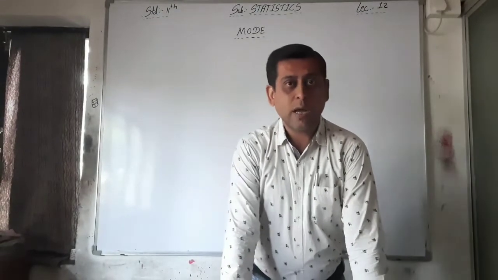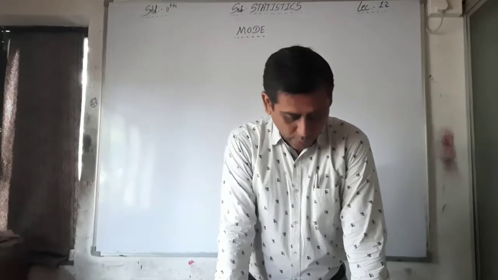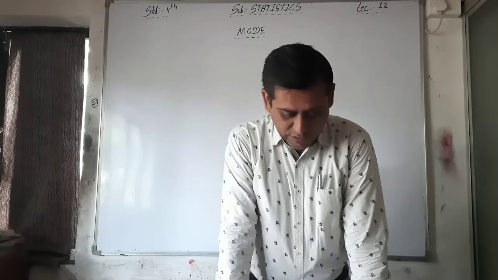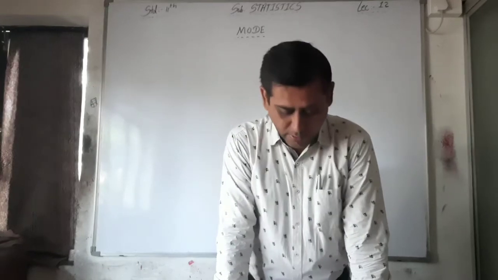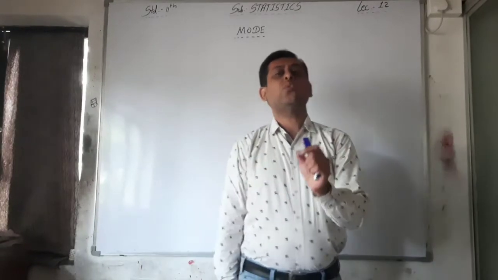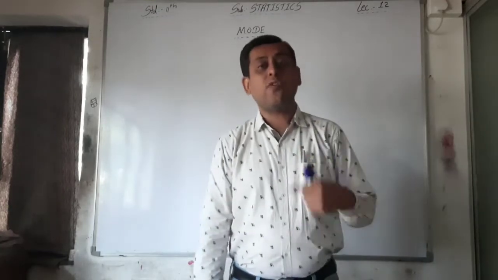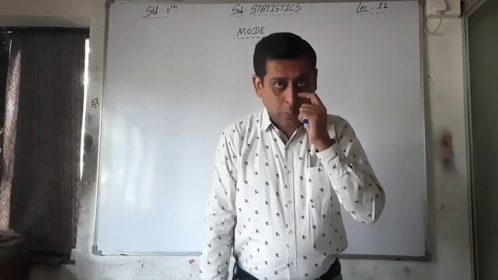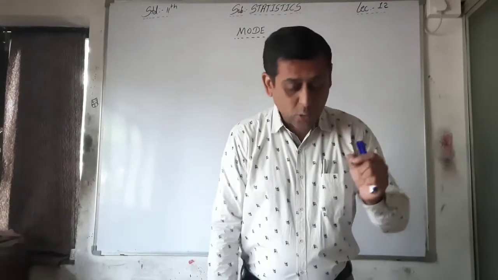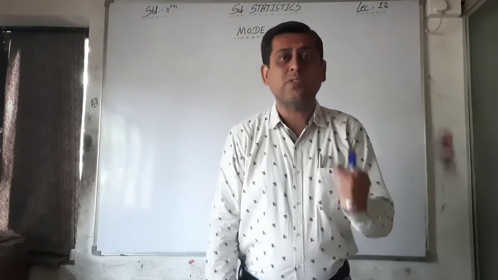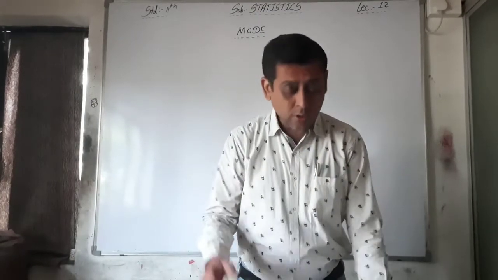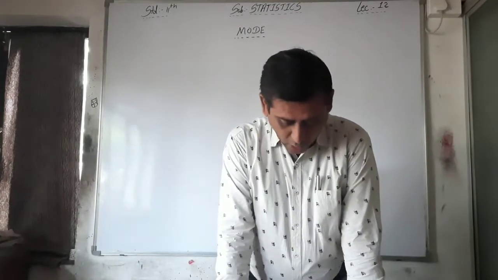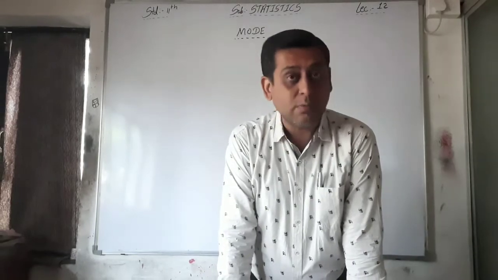Now I am reading the meaning of the mode, on page number 99. The value which gets repeated the maximum number of times. That means in ungrouped data, the value which is repeated the maximum number of times is called the mode. Or in discrete or continuous group data, the value occurring with the maximum frequency.